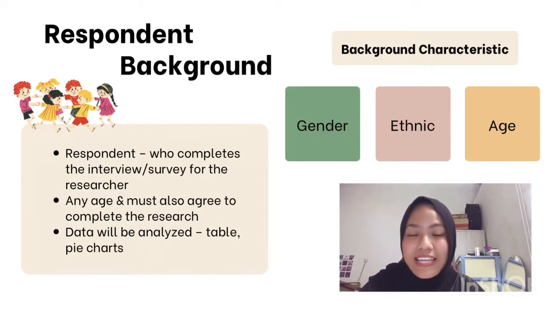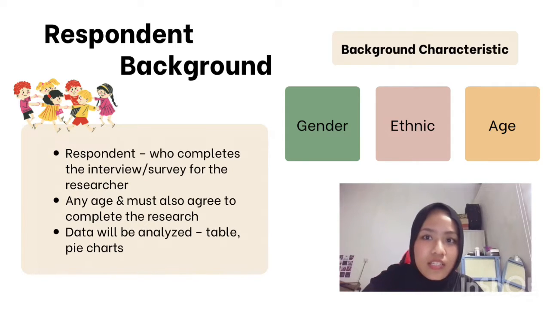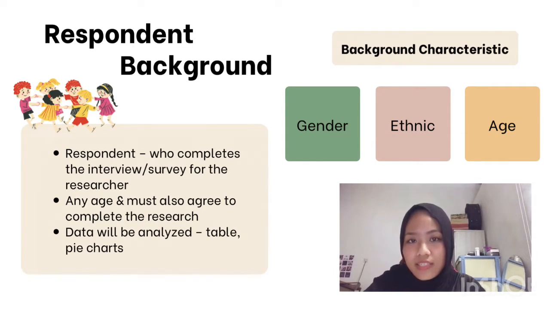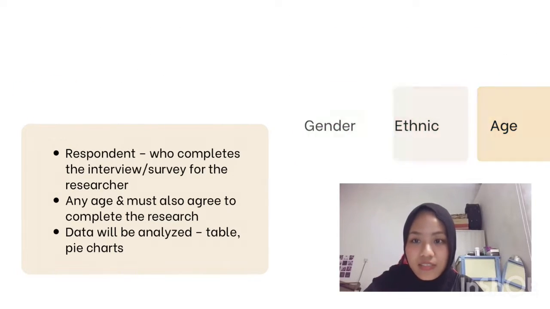I'm Natasha, the second presenter. I will present the respondent background section. As we know, respondents are very important in any research. This is because the respondent is the person who completes an interview or survey for the research. Most importantly, respondents must agree to complete the research. After that, the data collected will be analyzed using a table or pie chart, to make it easier for the data to be identified at the end of the research.